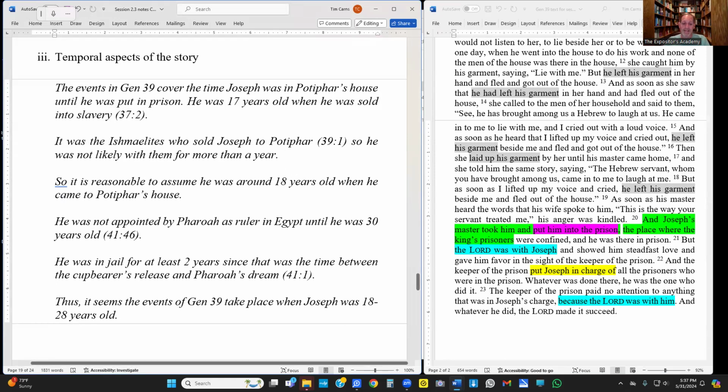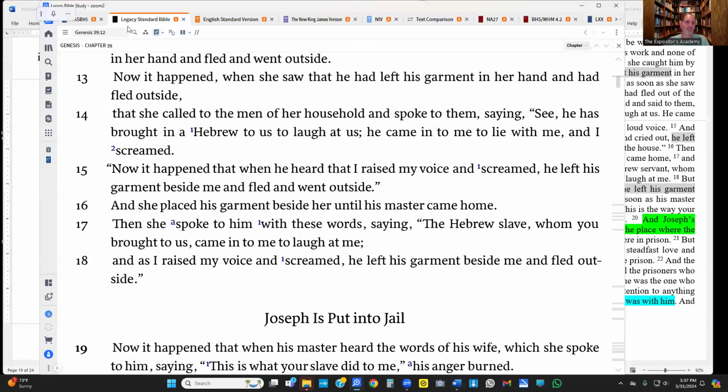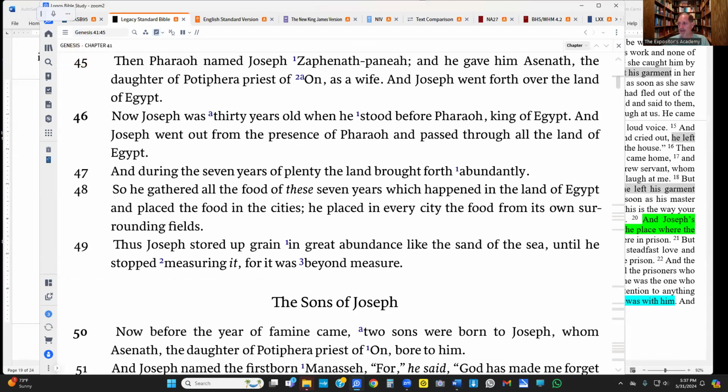Now, if we go a little bit later in the narrative, to Genesis 41, we can take note of the fact that we were given Joseph's age in Genesis 41. Joseph was 30 years old when he stood before Pharaoh. Okay, well, that's a helpful piece of information. He was 30 years old when he stood before Pharaoh, and he was in jail for at least 2 years.